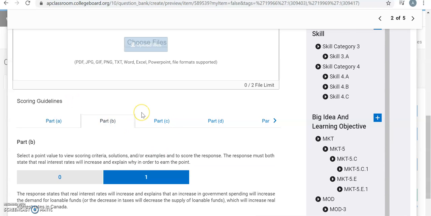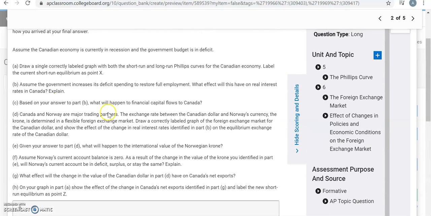So B. All right, so assume the government increases its deficit spending to restore full employment. A deficit is when you are spending more than you're earning. So they're increasing their spending, and they're increasing the rate that they're going into debt, but they're doing this to try to restore full employment. So what effects will this have on real interest rates in Canada?